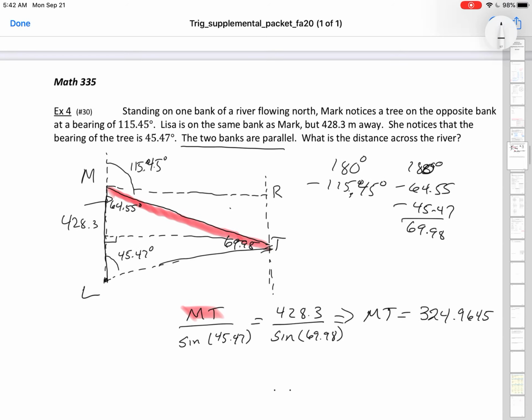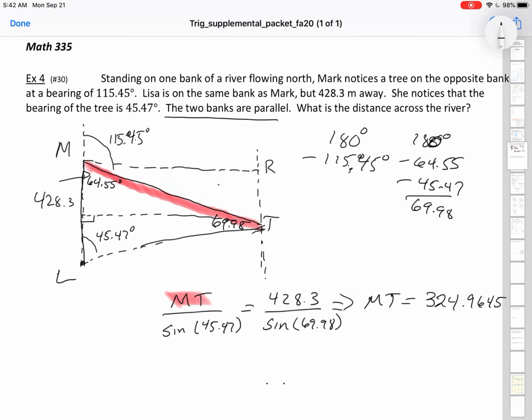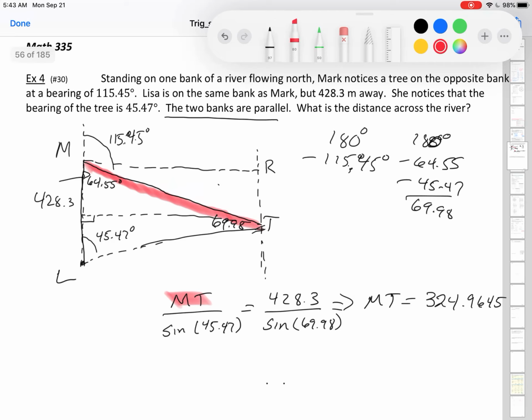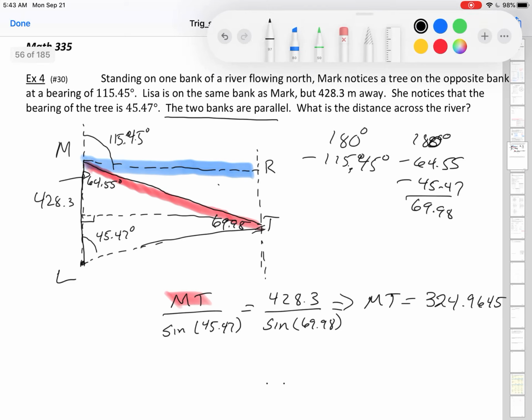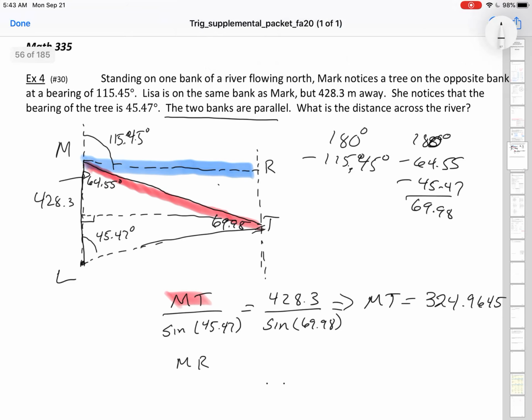The reason why I'm keeping that one out is I don't care what MT is. I'm just using it as a help to figure out what MR is. So let's take a look at where MR is. Let's make sure you see where I'm talking about with MR. That's what they're asking us to find, that straight across distance. So MR over 324.9645 is equal to the sine of 64.55 degrees. Do you see how I'm getting that?